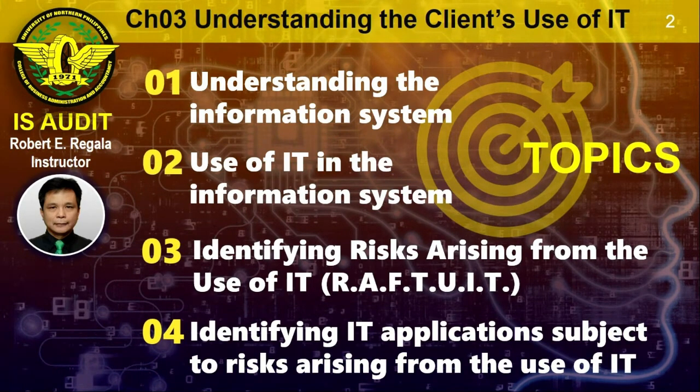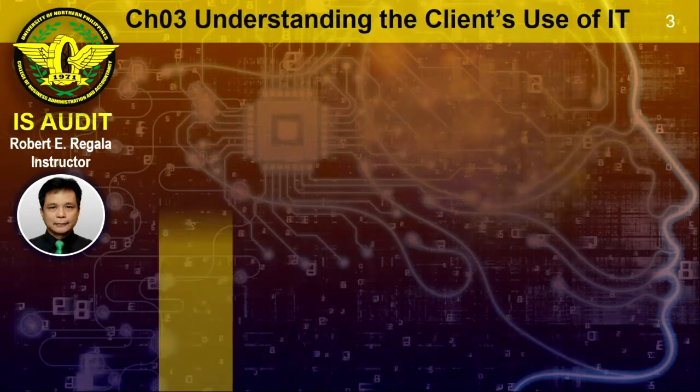4. Identifying IT applications that are subject to risks arising from the use of IT. Looks at the nature and complexity of the specific IT processes the entity has in place that assists the auditor in determining which IT applications the entity is relying upon to accurately process and maintain the integrity of data in the entity's information system. And on with our first topic.